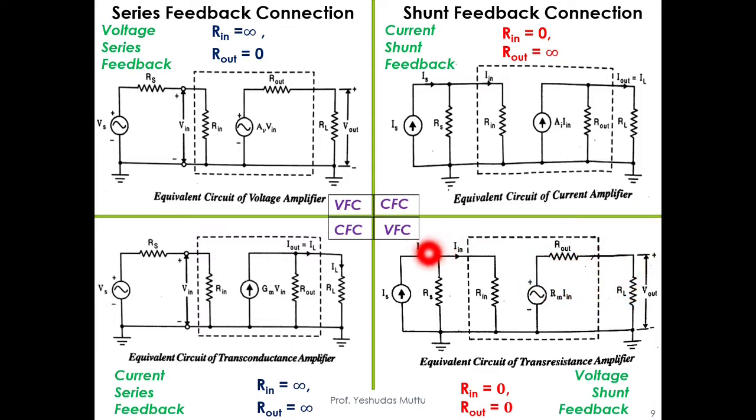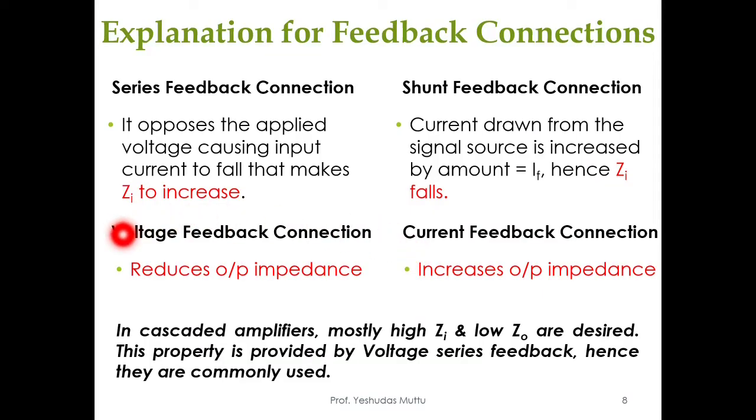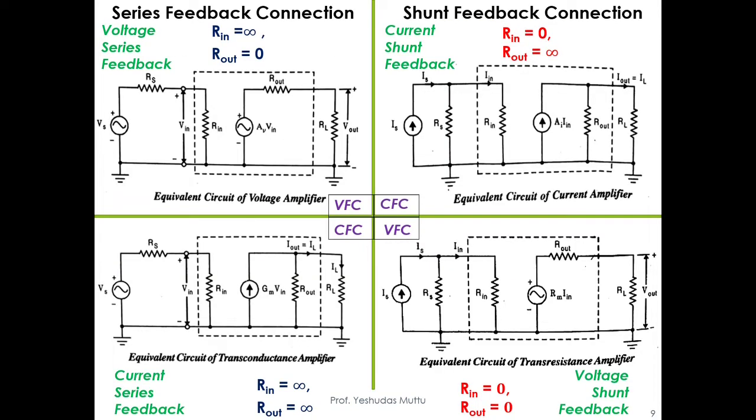First of all, it is a voltage feedback connection. Let's have a look over here. Since it is a voltage feedback connection, Z0 will be less. It reduces the output impedance.